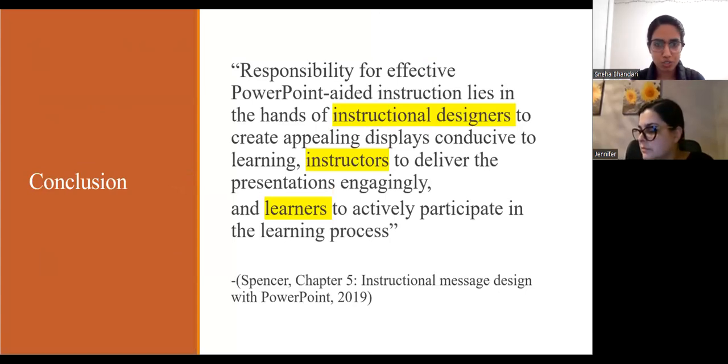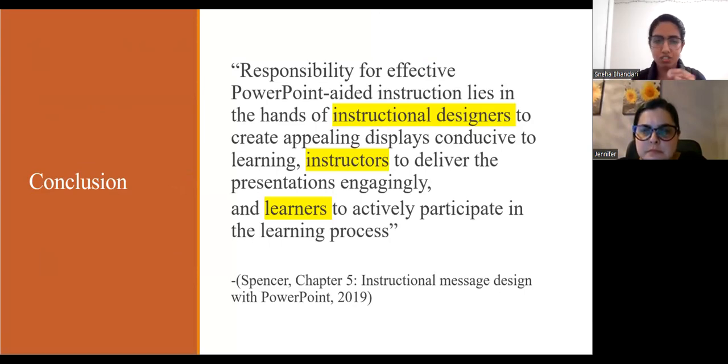So for conclusion, I would talk about three people, or I should say three bodies, here. One is instructional designers, the second is instructors, and the third is learners. So learning revolves around these three people.